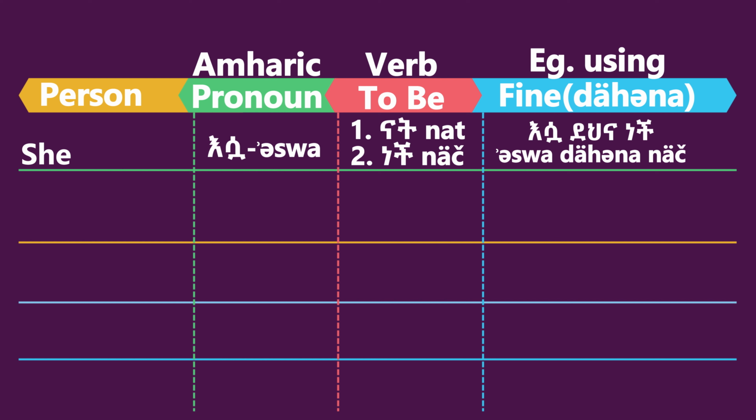As I already mentioned earlier, let's say someone is asking me if my wife is doing fine. In such a case, I can simply say ደህና ነች or ደህና ናት by omitting እሷ, and it will still have the same meaning.